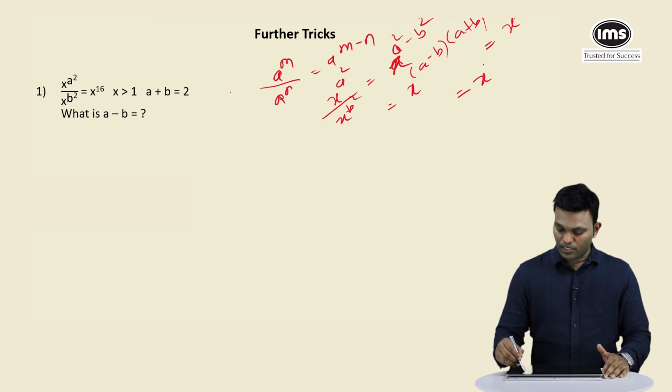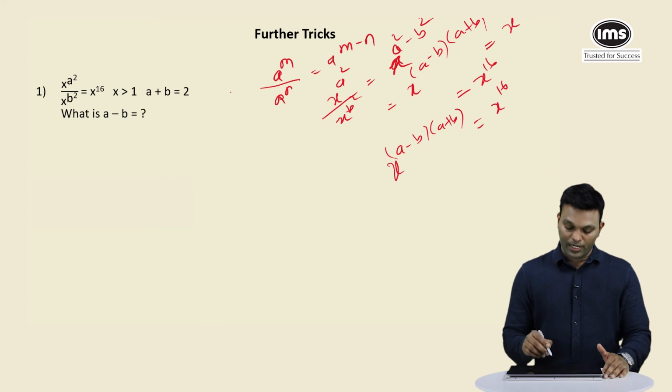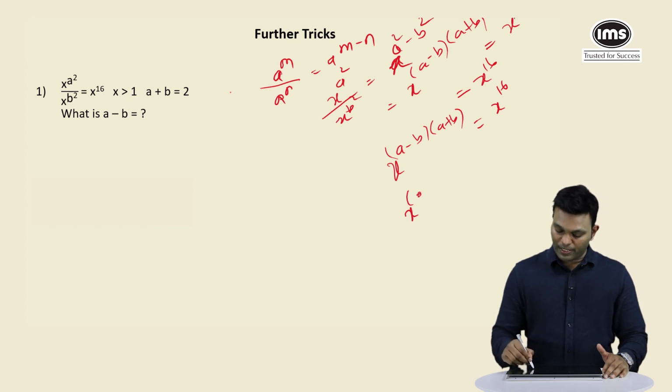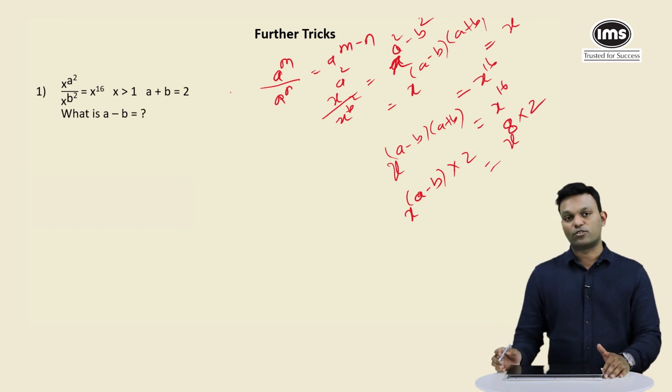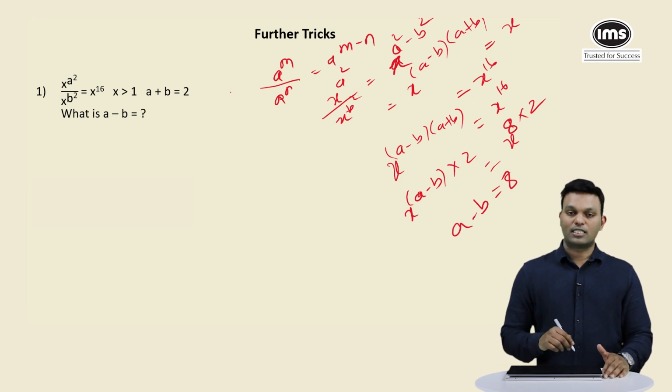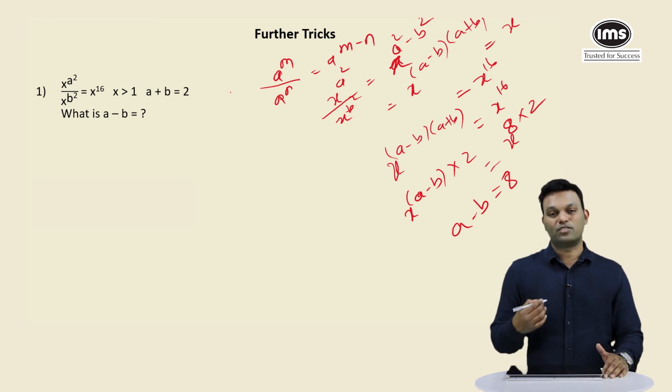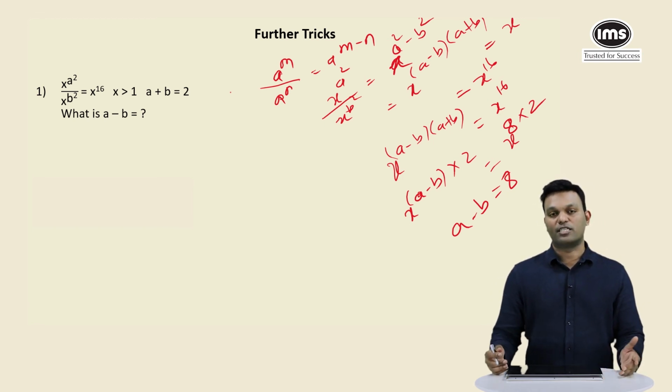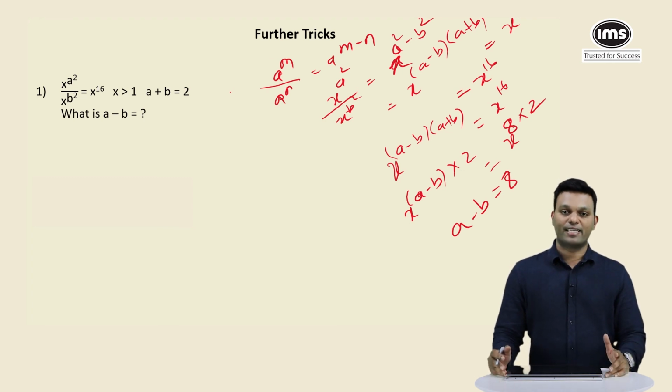Therefore, your x raised to (a minus b) into (a plus b) is equal to x raised to 16. Now what is your a plus b? Your a plus b is 2. So can I write 2 in place of a plus b? Yes. And 16 can be divided into two parts as 8 into 2. So my a minus b automatically comes to be 8. So this is how I find out formulas which look a little complicated, but actually it is not, and it is pretty simple to solve. You can solve these sums in seconds.